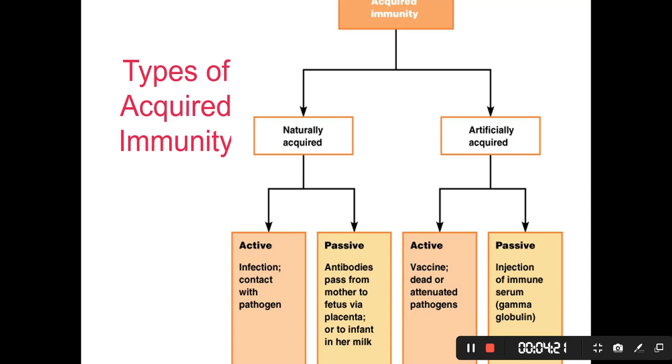Now we're coming to the second part, that is artificially acquired. Artificially acquired can again be an active form or a passive form. The active form includes all those vaccines that are getting injected into you.